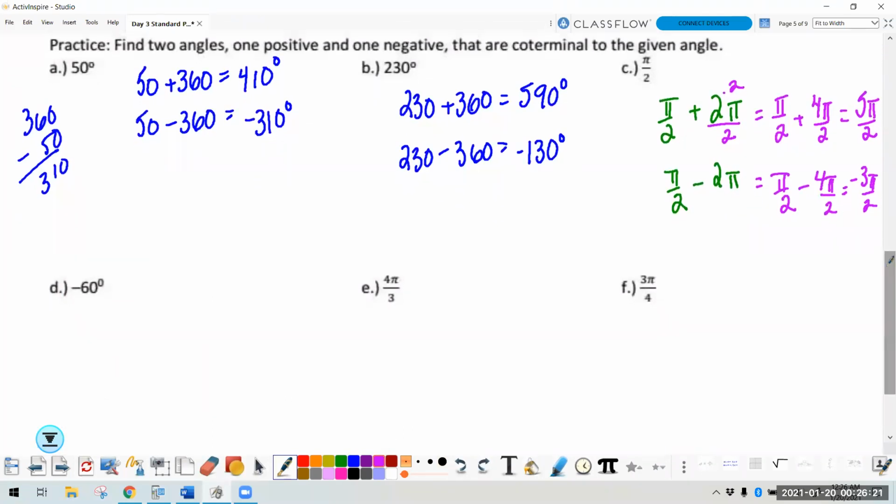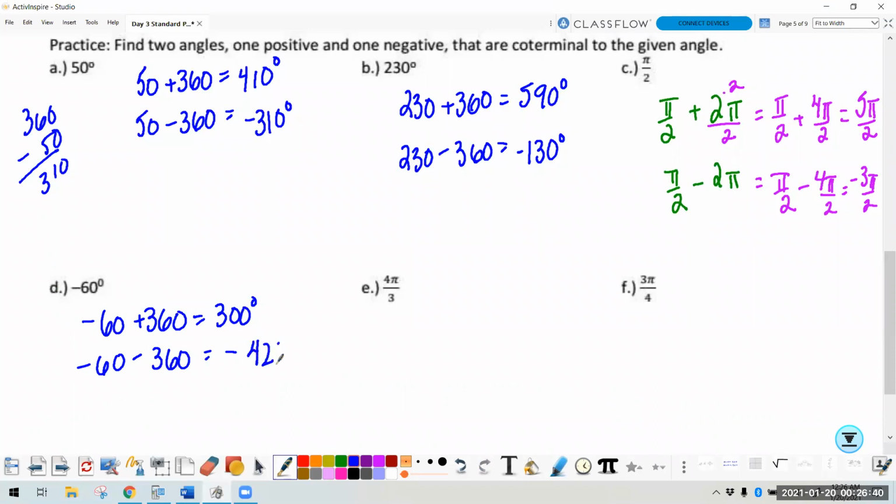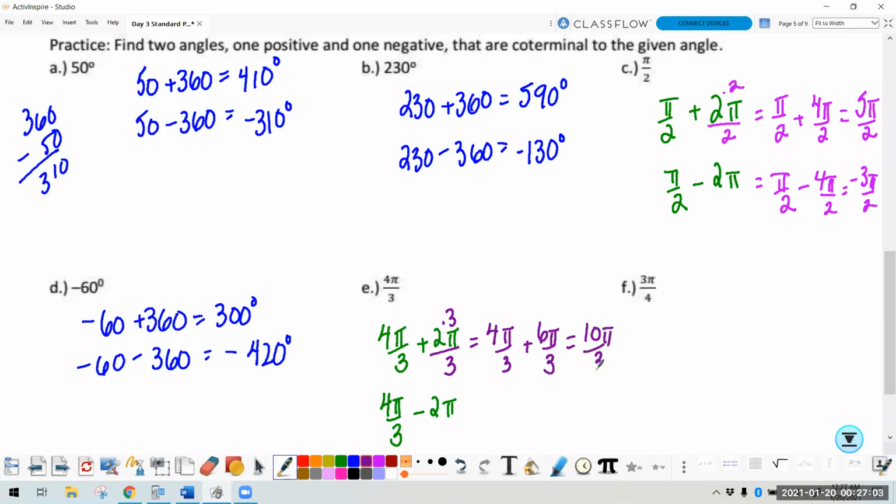All right, let's try 3 more. We'll pause the video here. You try these 3 problems. So negative 60 plus 360. Negative 60 minus 360. And now in radians. We need our common denominator. This is by 3. So we get 4 pi over 3 plus 6 pi over 3. That's negative 2 pi over 3. So we get 10 pi over 3 and negative 2 pi over 3.